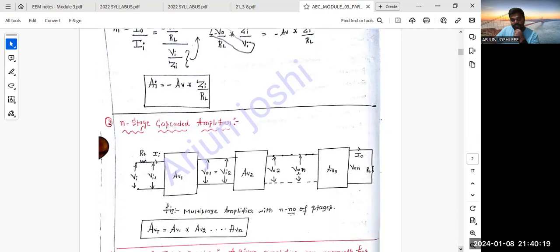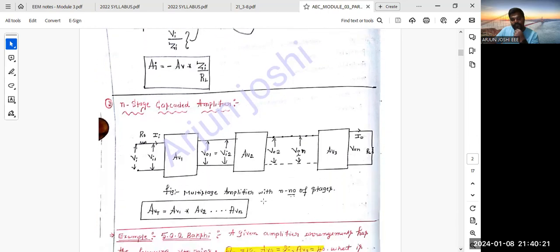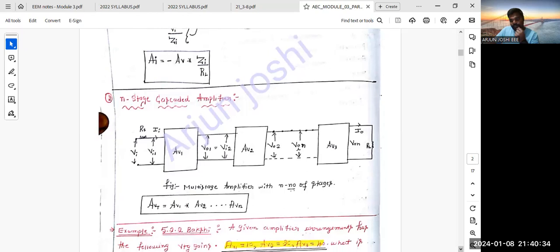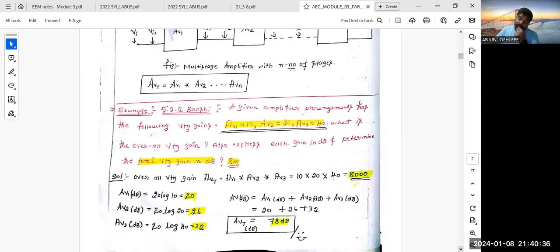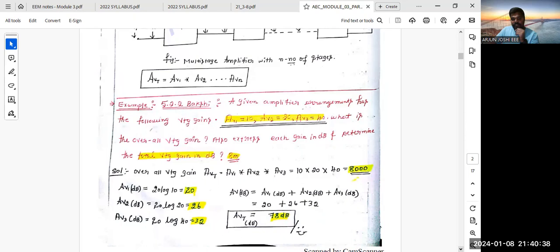Now please apply this for n number of stages. Everything remains the same, but you need to change AV3 to AVN, VIN, V0N. The equation remains the same: AVT is equal to AV1 into AV2 up to AVN. You can make N number of stages according to your particular application.